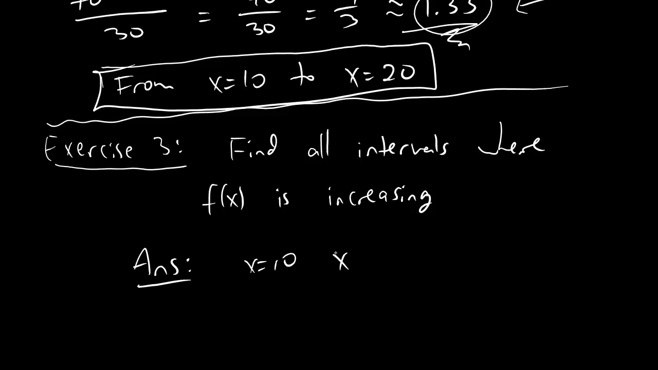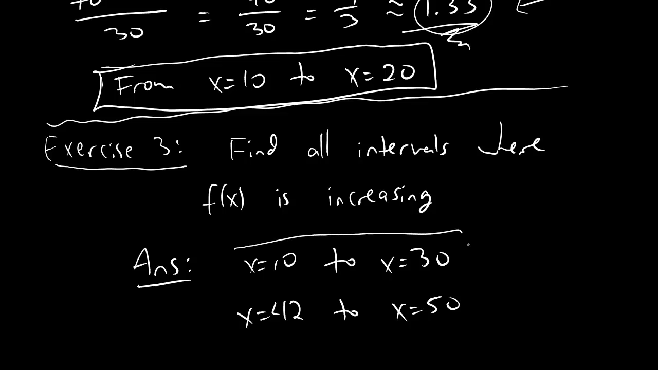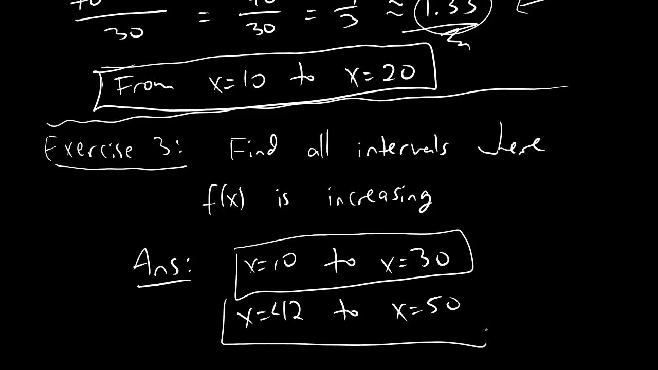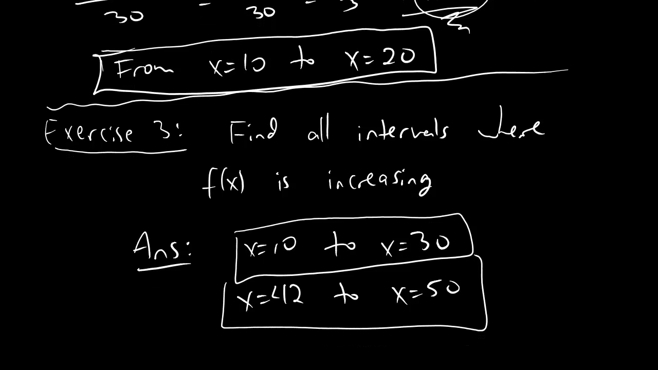X equals 10 to x equals 30, x equals 42 to x equals 50. And those are just the places where the y values are going up. So that's cool. That's not too much of a headache.